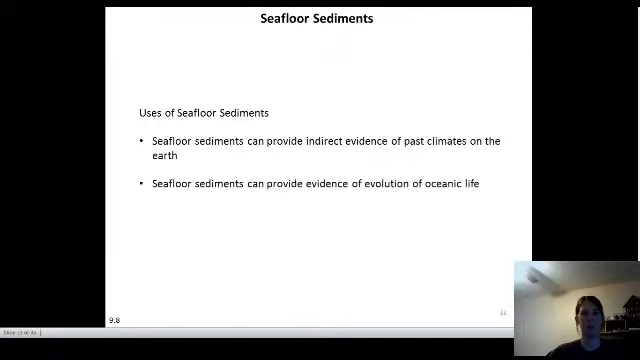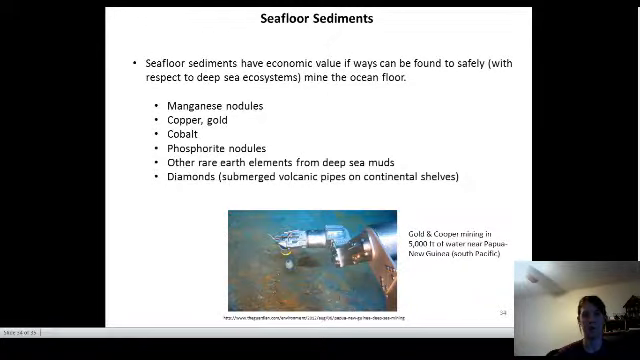Now, seafloor sediments can provide indirect evidence of past climates on Earth, and seafloor sediments can provide evidence of evolution of ocean life. They also have economic value if you can find a way to safely mine the ocean floor.